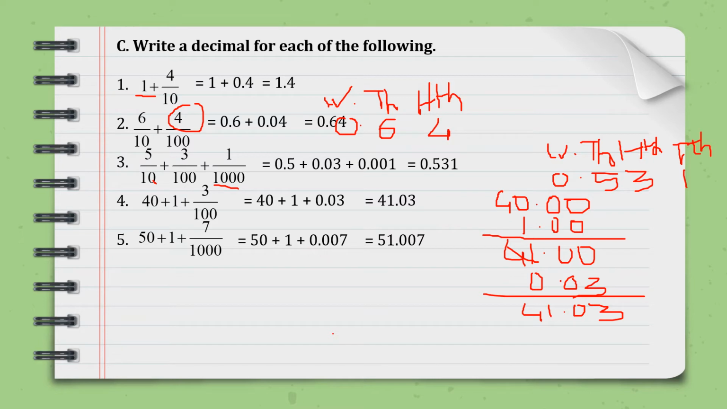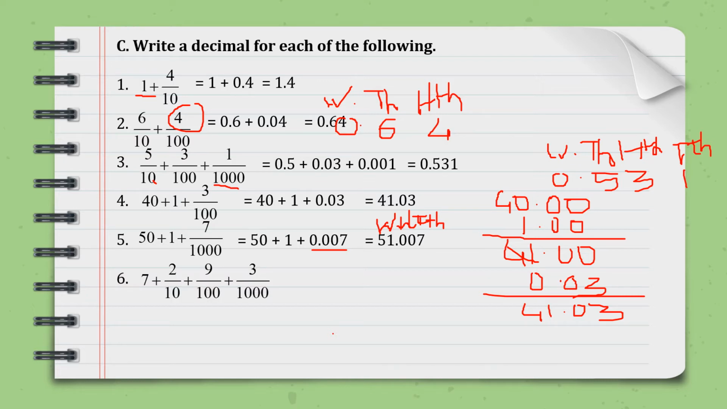Okay, so if you write this down with the place value chart, it will be 50 plus 1, and 51 will be the whole part. Now 7 upon 1000 can be written as 0.007. So 7 will be on the 1000th place, and the 10th and 100th places will be 0 and 0.